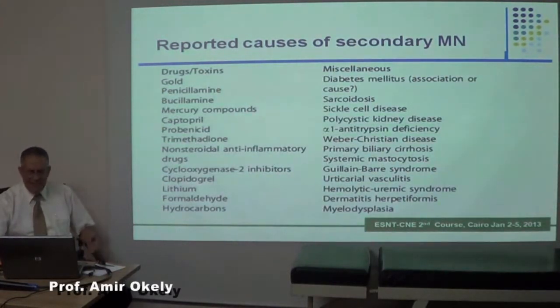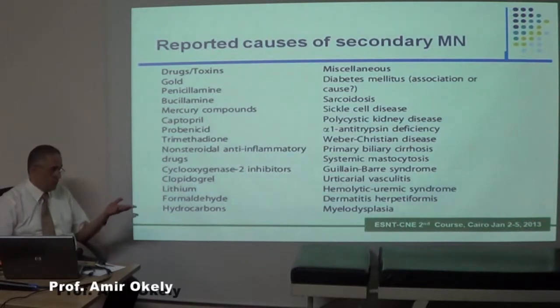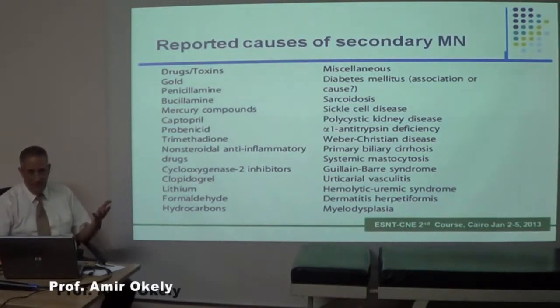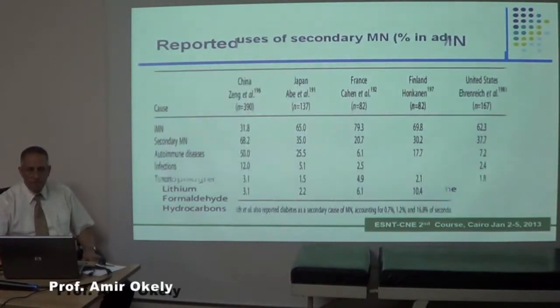Drugs and toxins: there is a big list of drugs that may be responsible for secondary membranous nephropathy in the form of gold, penicillamine, captopril, and mycophenolate. There may be a strong association with diabetes, and in some diabetic patients we sometimes found proteinuria exceeding 10 grams per day, maybe due to membranous nephropathy. Sarcoidosis, sickle cell anemia, maybe also Guillain-Barré syndrome and myelodysplasia.